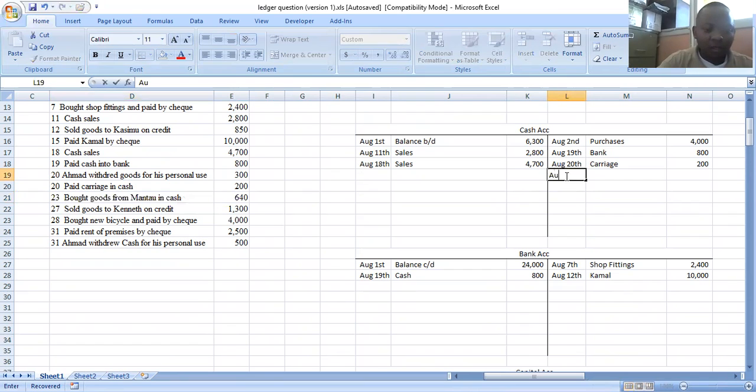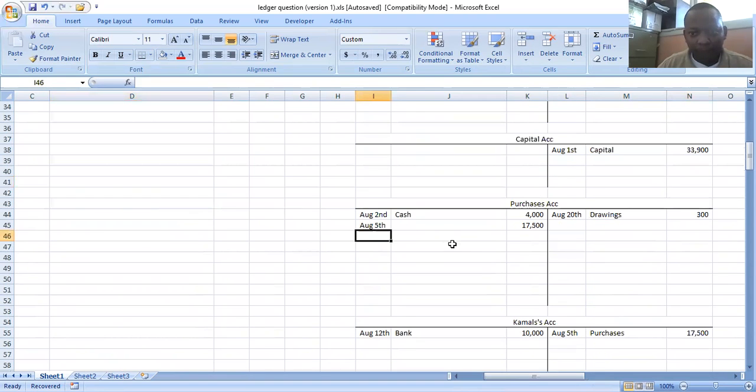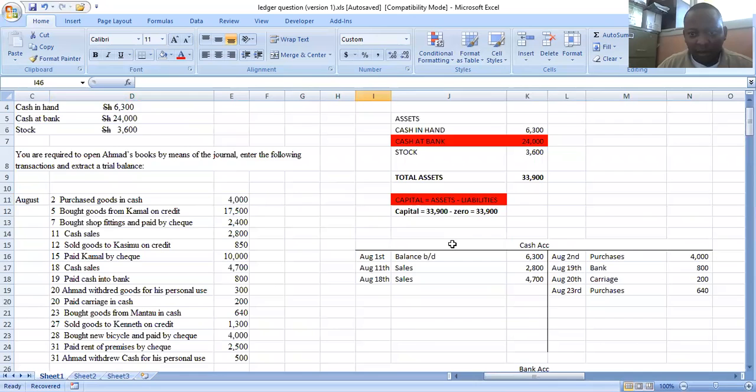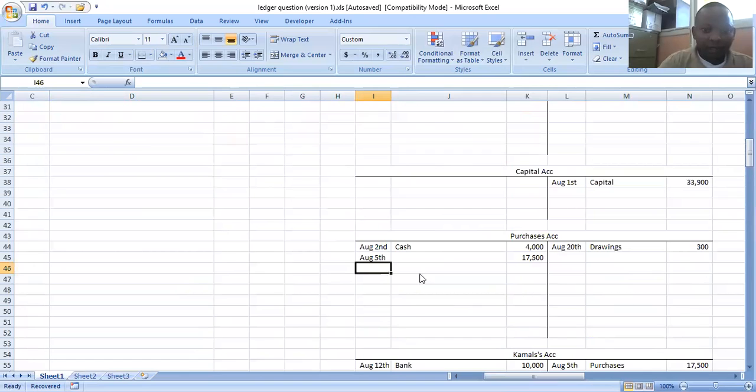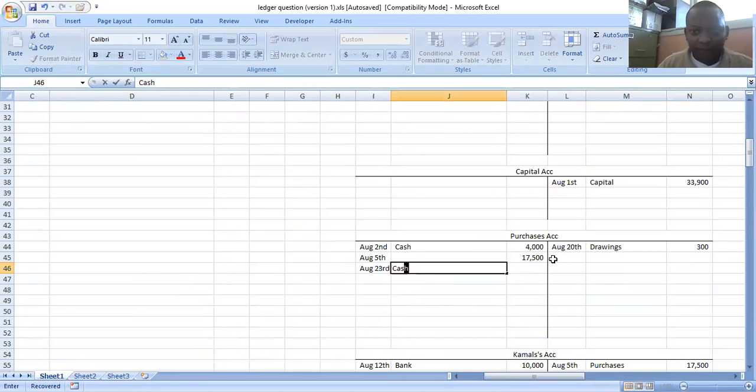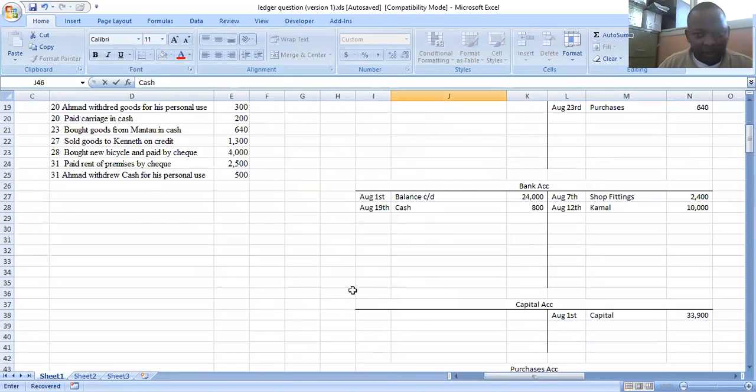So August 23rd, we credit cash by purchases. The amount is 640. And then we debit purchases by cash on August 23rd. The amount is 640.